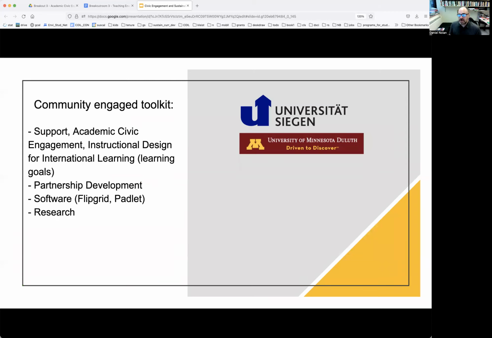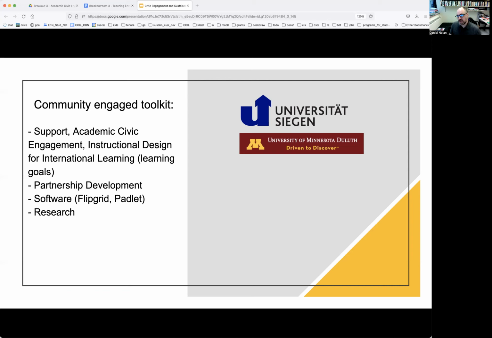So in this breakout, I tried to provide at least an overview of some of the basic things that are valuable when faculty and instructors are developing community engaged learning projects, and tried to identify, first of all, what are some of the things that are already there typically at institutions. You often find that you have support for civic engagement, and that's really valuable.